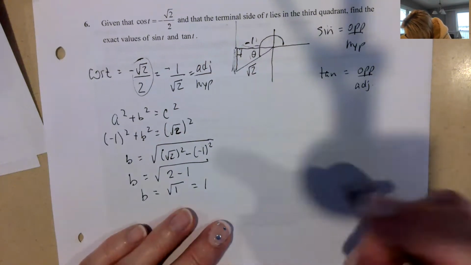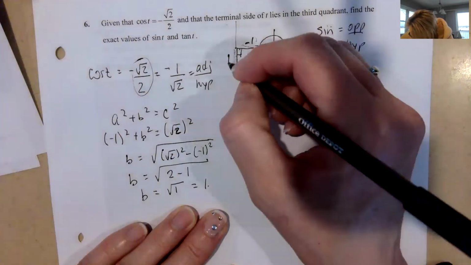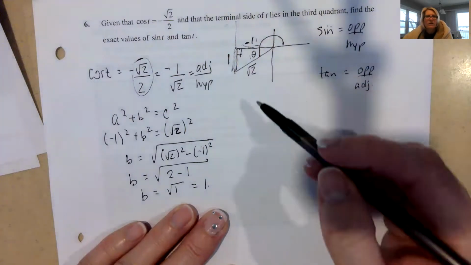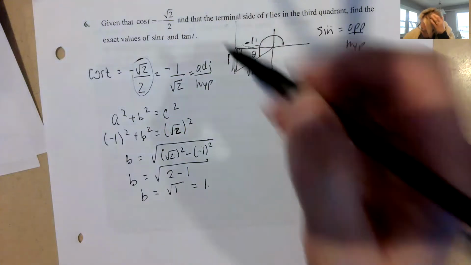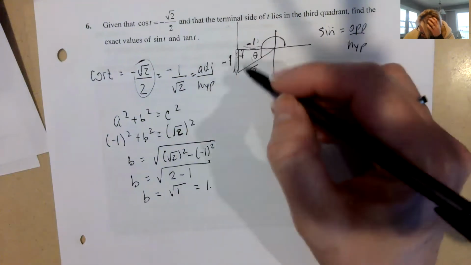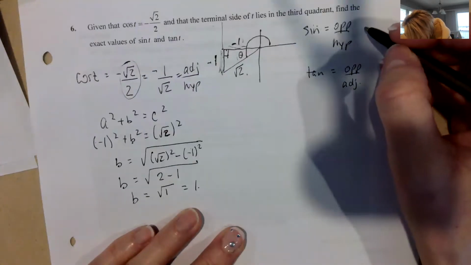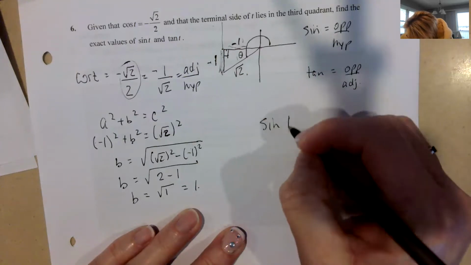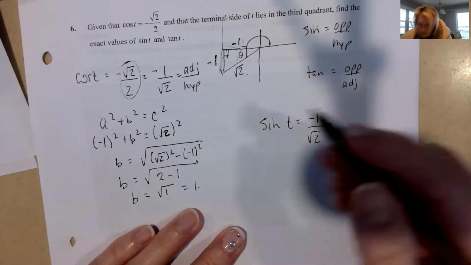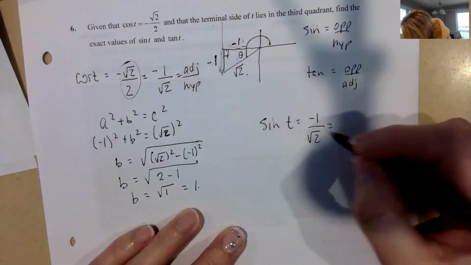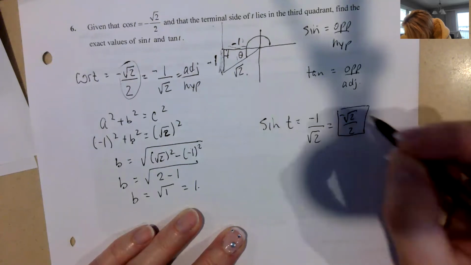Sine is the opposite, so it's 1 over the square root of 2, going down 1. But it's also negative because it's in the third quadrant. Sine and cosine are both negative there. So sine of t is going to be a negative 1 over the square root of 2, which means it's going to be the same as cosine t. When you rationalize it, it is a negative square root of 2 over 2.